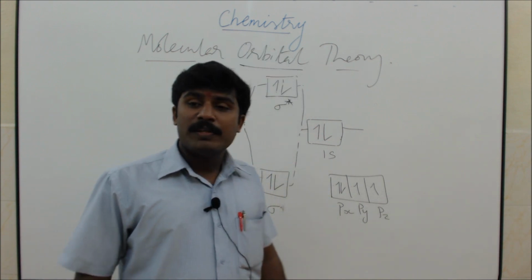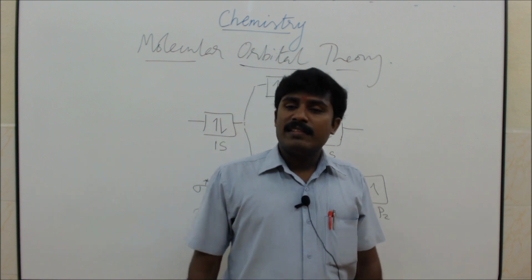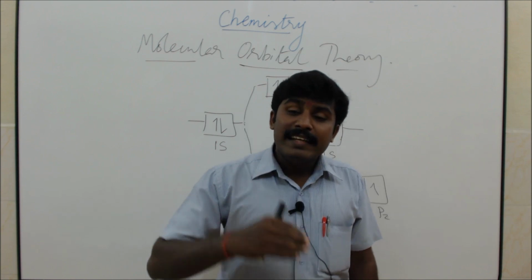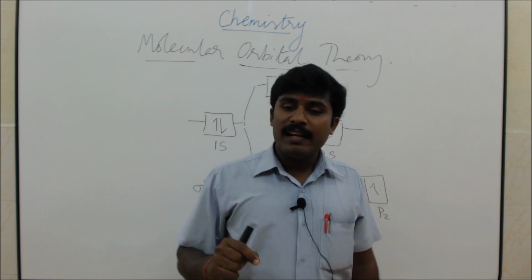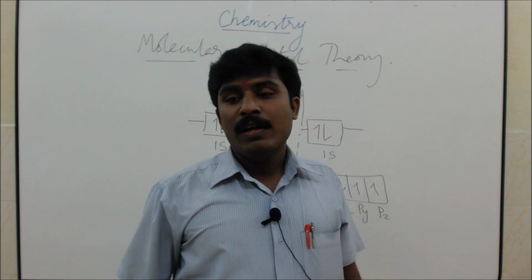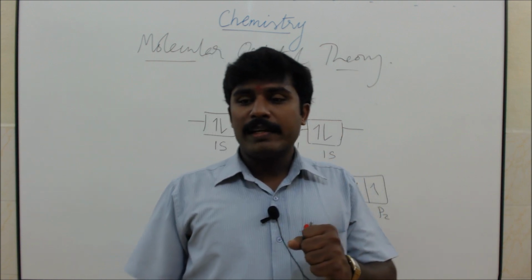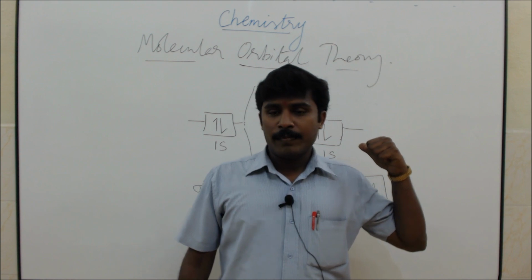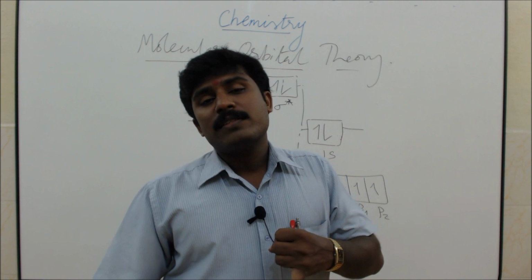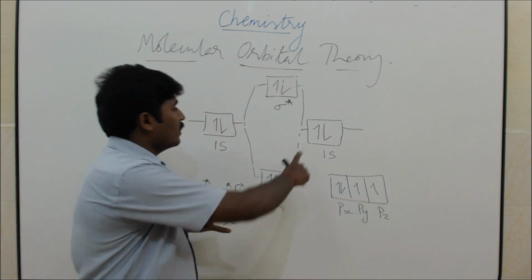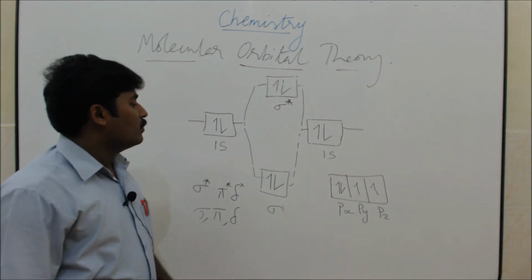Another one is the Aufbau principle. According to this principle, when you write the electronic configuration, electrons are filled in order of increasing energy level. So you have to write all 8 points. From the exam point of view, they ask only 5 points: explain any 5 points in molecular orbital theory. So according to molecular orbital theory, what is the first point? In the molecule, electrons present in new orbitals are known as molecular orbitals.